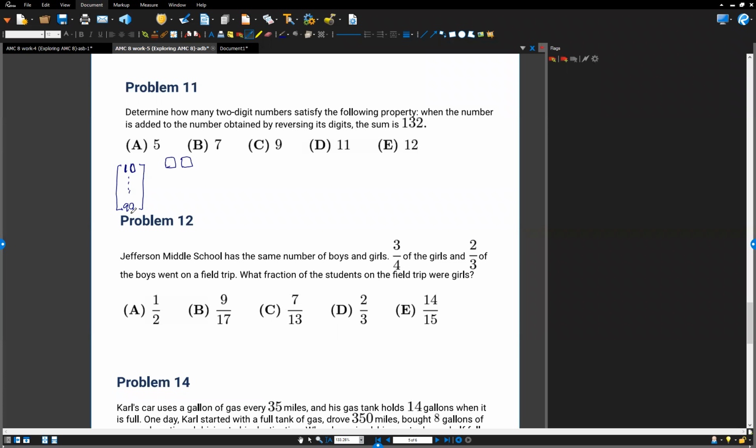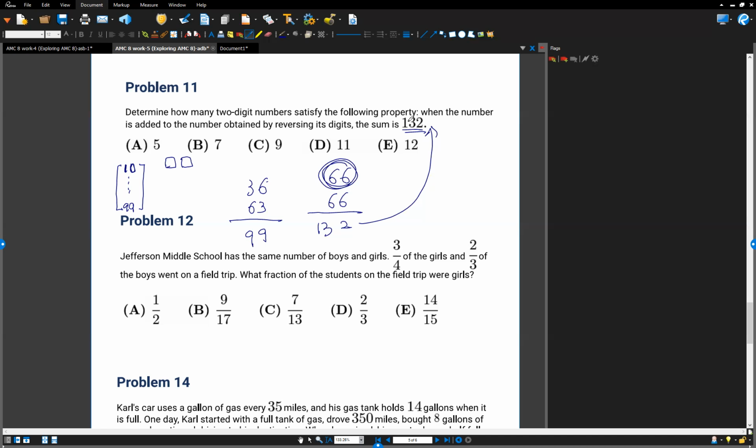If I choose 36, that is two-digit. What is the reversed number? 63. When you add these, 99, right? That is not satisfying this one. That is not working. 66? Oh, 66. When you switch, it is also 66. When you add this one, 132. Oh, that is working.